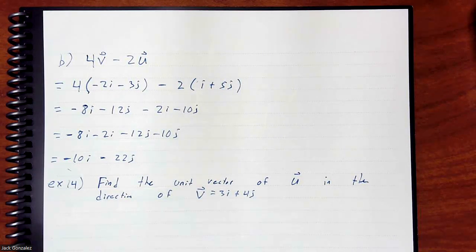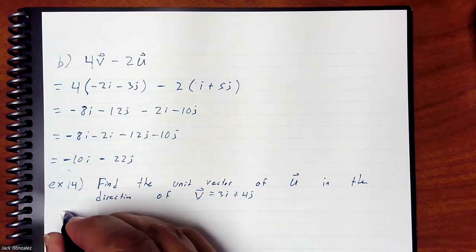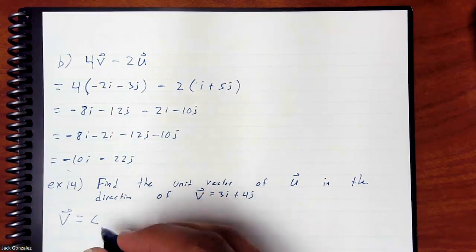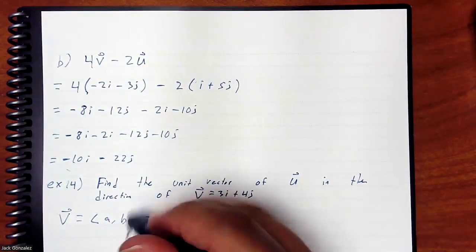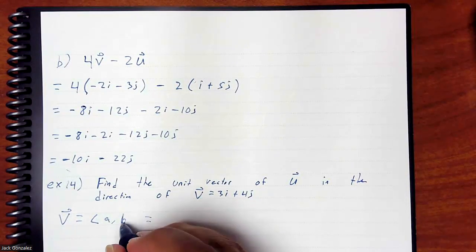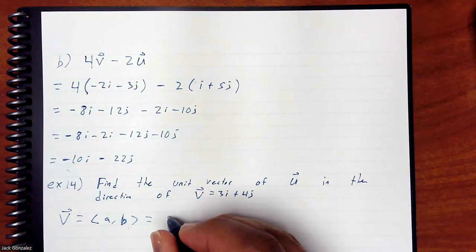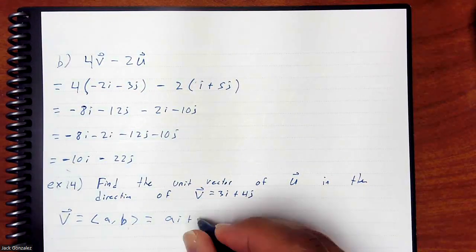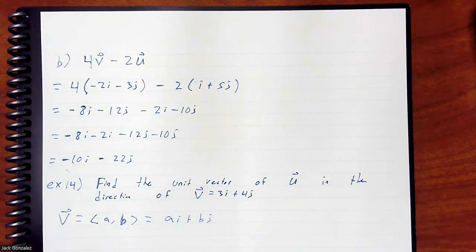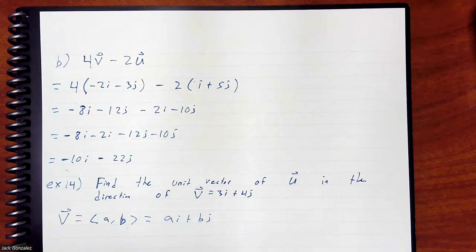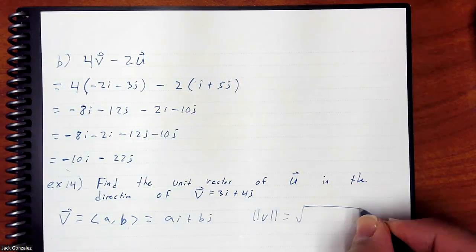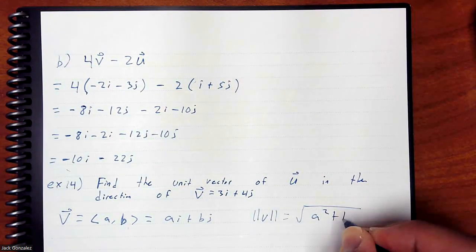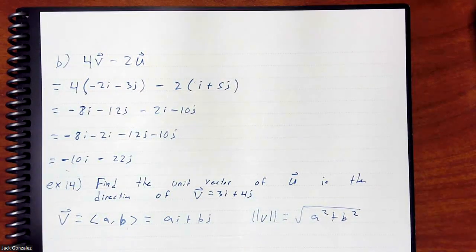So let me give you the formulas. Remember that these formulas mention a comma b as your i and j parts, x and y, I guess, or you can write it as ai plus bj. It depends. We also said that the formula for magnitude is the square root of a squared plus b squared. So I'm going to go ahead and give you all the formulas here.